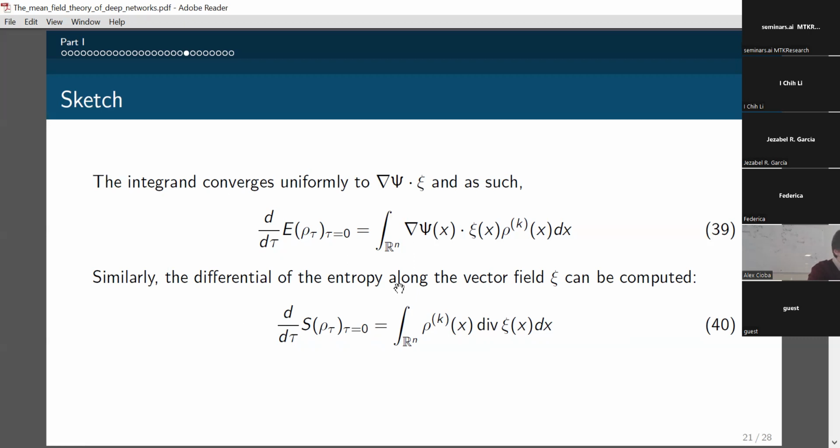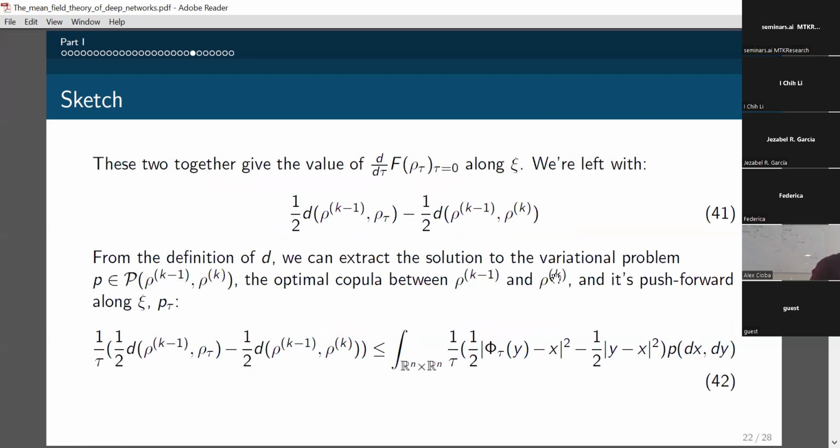Now, similarly, the differential for the entropy, by making an appropriate substitution there, is also easy to express in terms of the vector field that you're pushing off against. Right. So this helps you compute the value of d of d tau of f of rho tau along this vector field psi. So the only thing that you need to do at this point is to evaluate the differential quotient for the Wasserstein distances themselves, right?